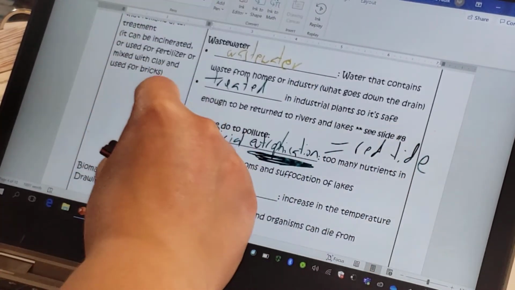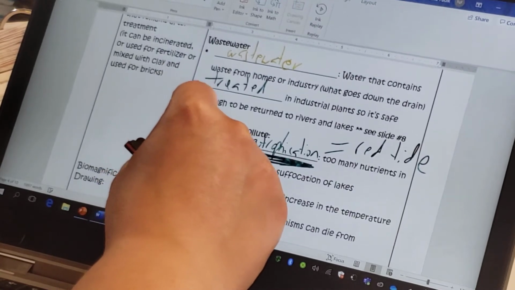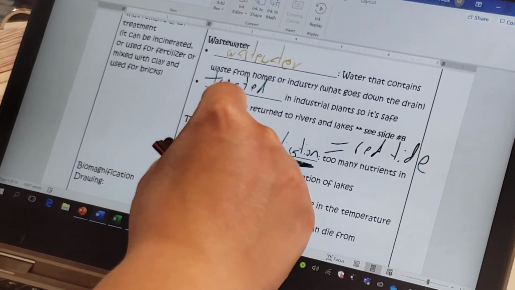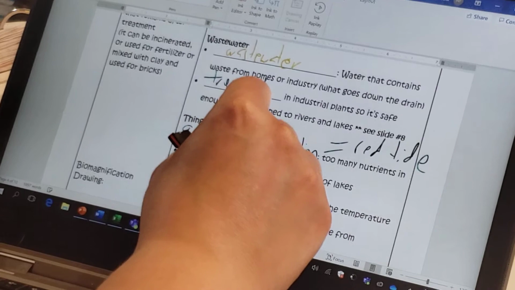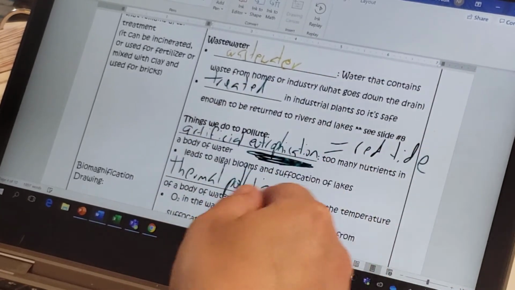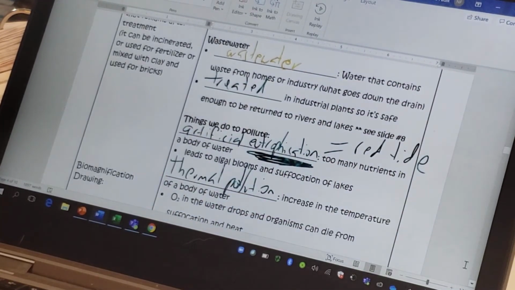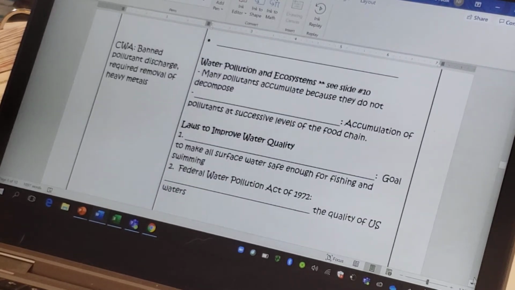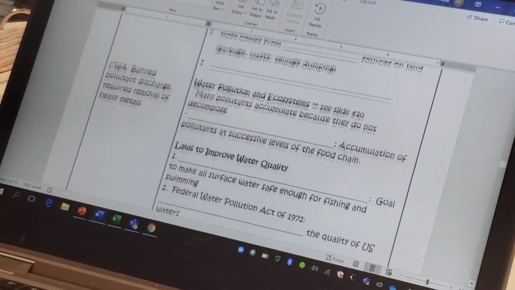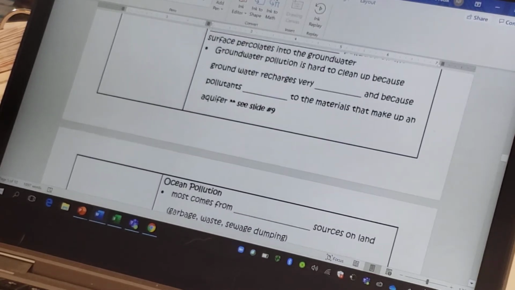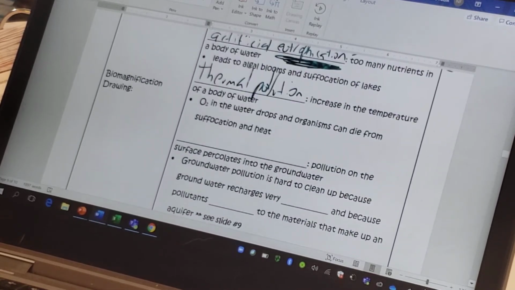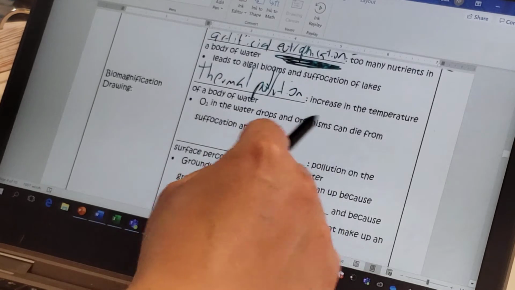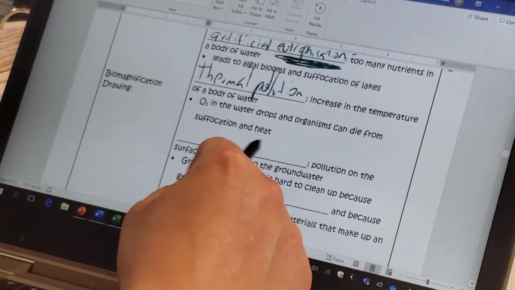Thermal pollution. Believe it or not, having an increase in the temperature of a body of water, that's a problem. We don't want to change the temperature of the water, because remember my fish, they like the temperature they like it at. They don't like it any warmer or colder. They like it just right. Okay? Oxygen in the water drops and organisms can die from suffocation and heat.